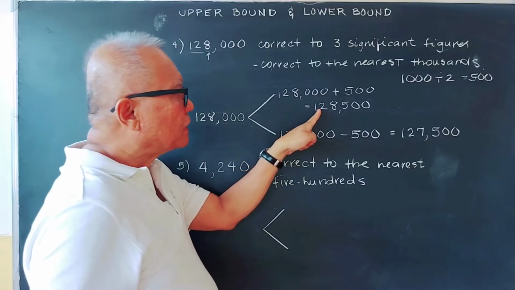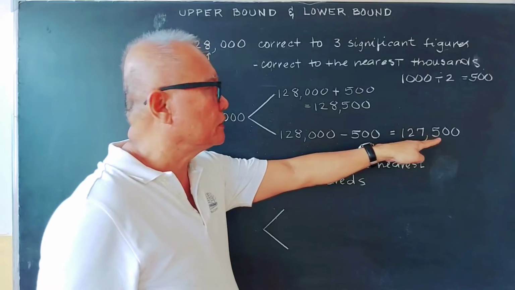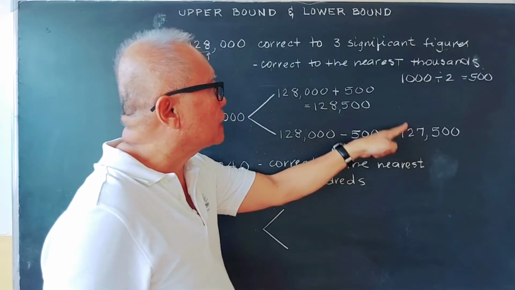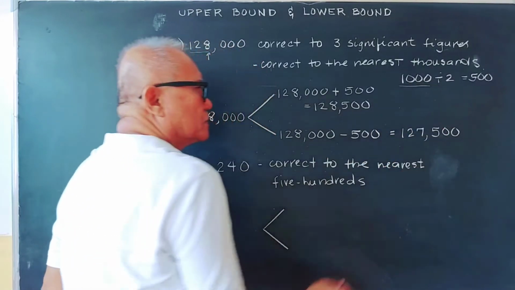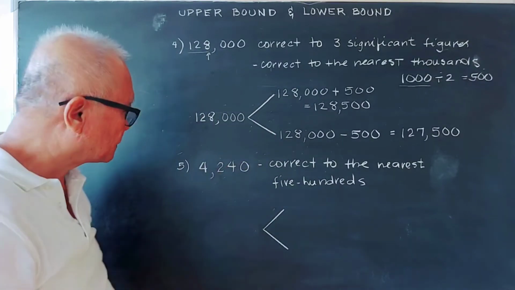Okay, to check, 128,500 minus 127,500, and we will get 1,000. So this one is 1,000. So our upper bound and lower bound are correct.